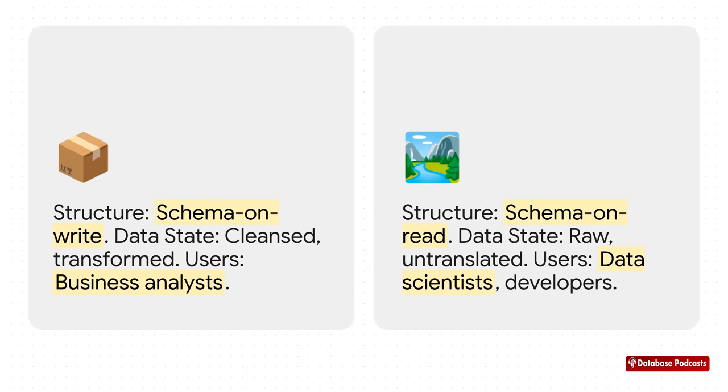And this comparison really gets to the heart of it. A data mart uses what we call a schema-on-write approach. That means you define the structure first, then you scrub and transform all your data to make it fit. Perfect for business analysts. But a data lake? That's schema-on-read. You load all the raw, messy, untranslated data first, and you only apply a structure when you're ready to analyze it. This makes it an absolute playground for data scientists and developers who need that kind of flexibility.